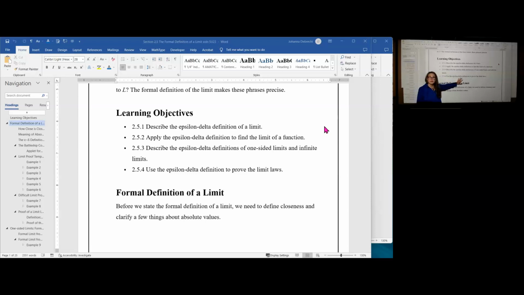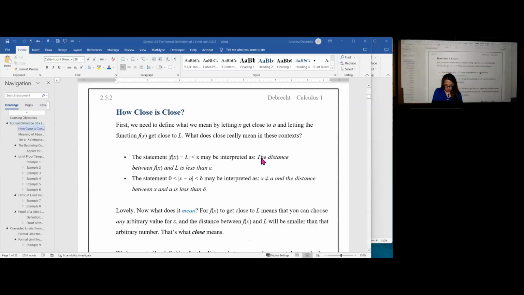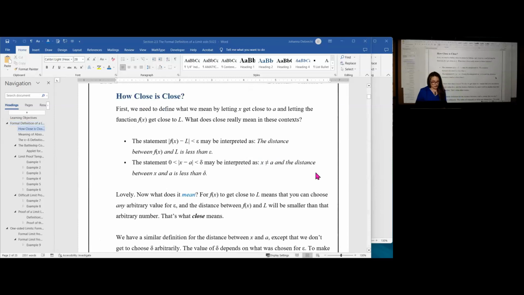So we'll also use the epsilon delta definition to prove the limit laws that we learned in section 3. We're also going to use the epsilon delta definition to prove some one-sided limits and infinite limits where the y value is going to infinity. But before we can get to the actual definition, we need to talk a little bit about closeness and a few things about the absolute value notation so that you're prepared when we get to the definition. Let's start with how close is close.